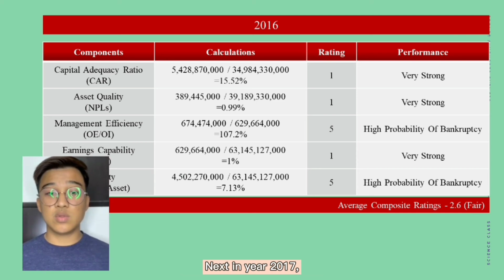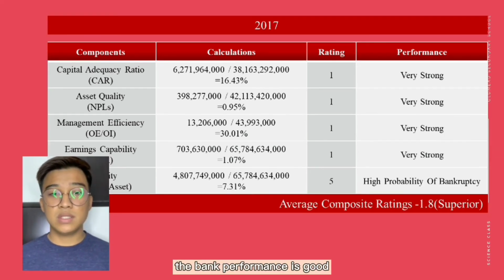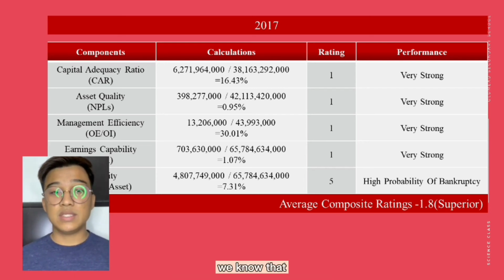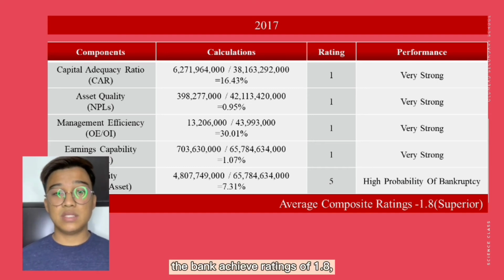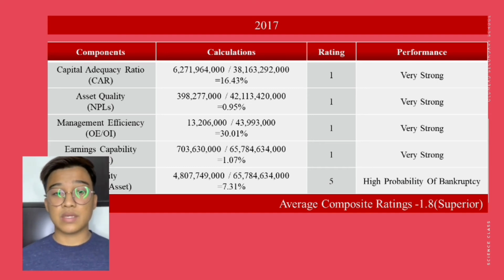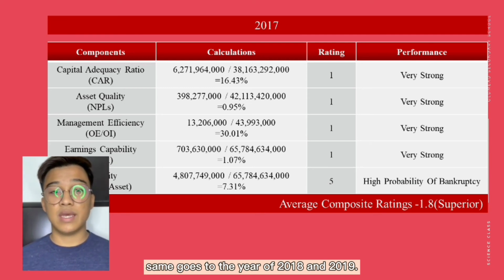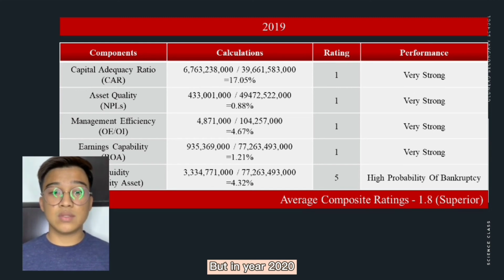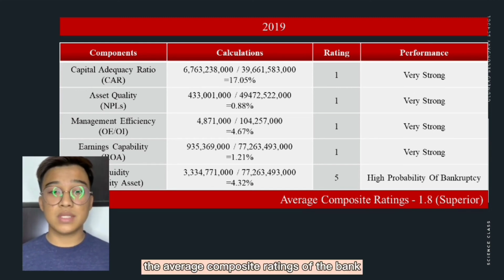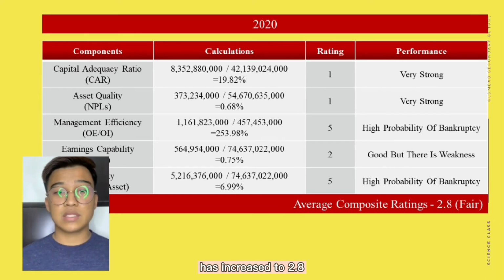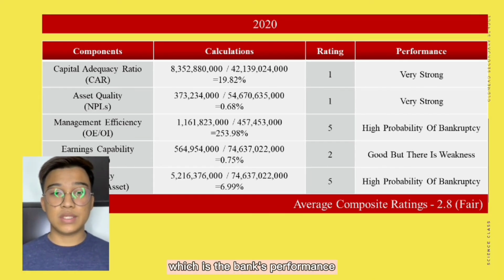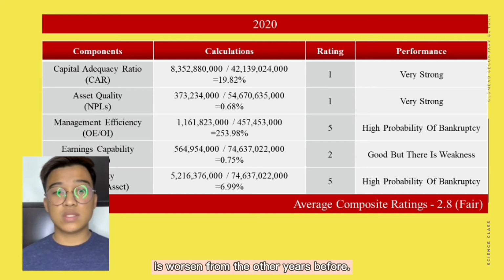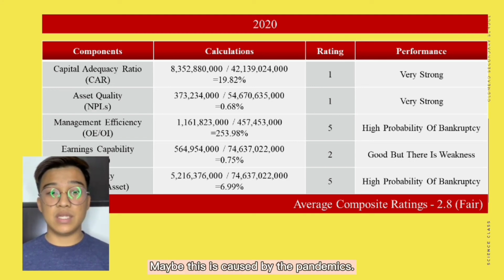Next, in year 2017, the bank performance is good, but there are some weaknesses. We can know this because in that year, the bank achieved a rating of 1.8. Same goes for the years 2018 and 2019. But in year 2020, the average composite rating of the bank increased to 2.8, which means the bank's performance worsened from the years before. Maybe this is caused by the pandemic.